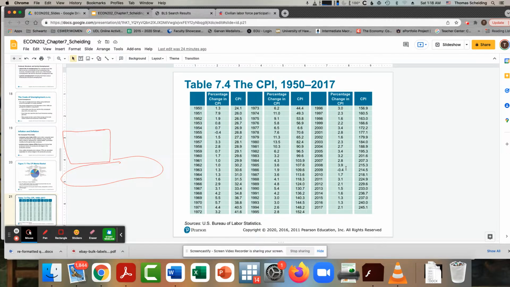What that does for us is it allows us to get an idea of how prices are changing over time. And we can do this over a multiple year time period, or we can just do it year over year. Why we would do it year over year would be so that payments for things like Social Security could go up by a certain amount every year.